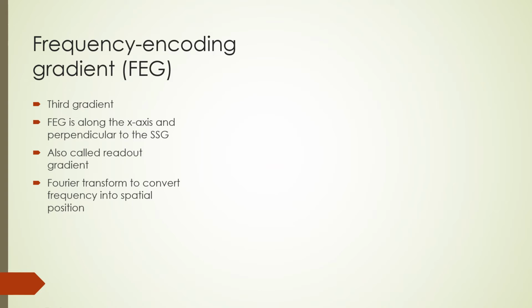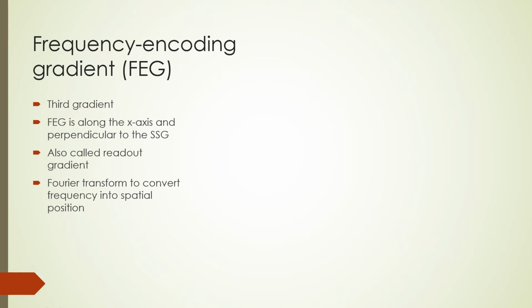The frequency encode gradient is the third gradient applied. It is applied along the x-axis and in the same plane as the phase encode gradient. Both are perpendicular to the slice select gradient, which is applied along the z-axis. Frequency encode gradient is also called the readout gradient.